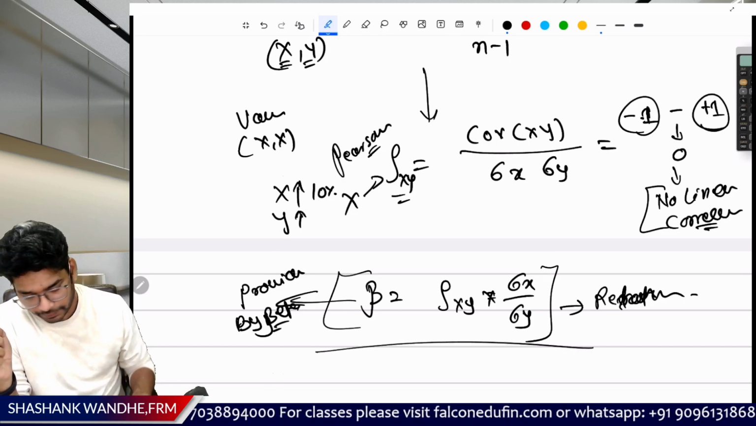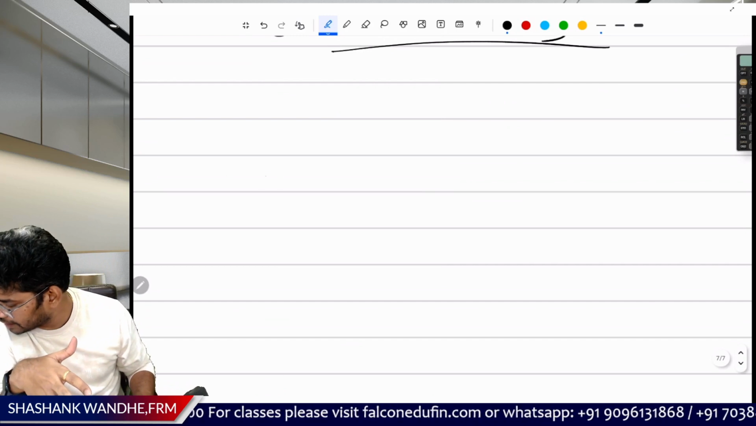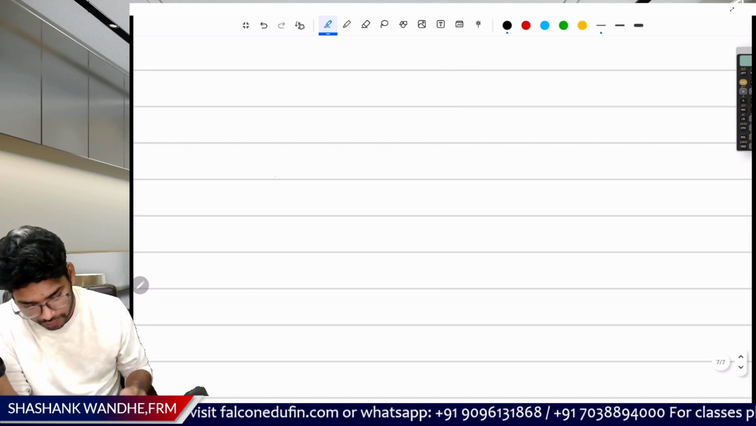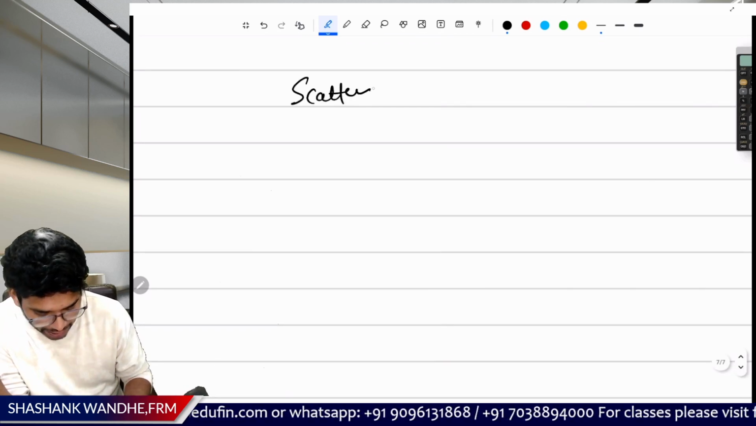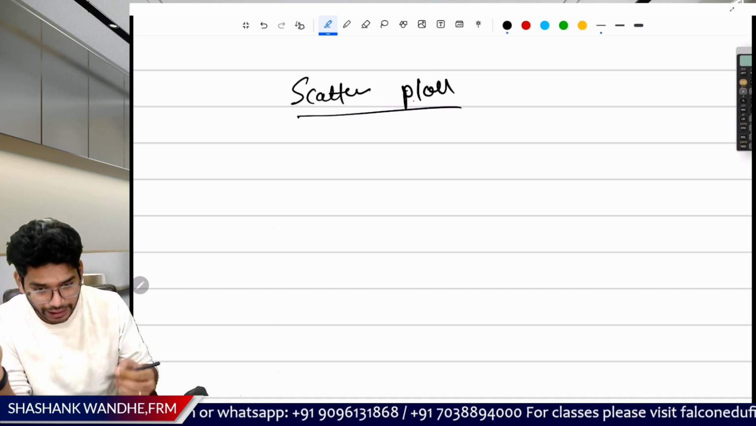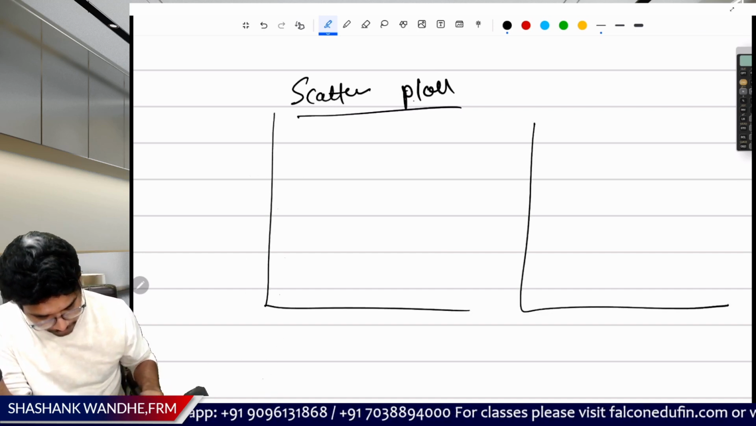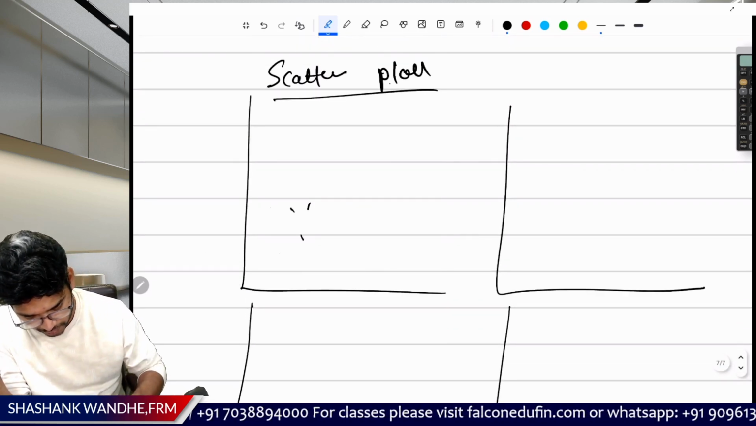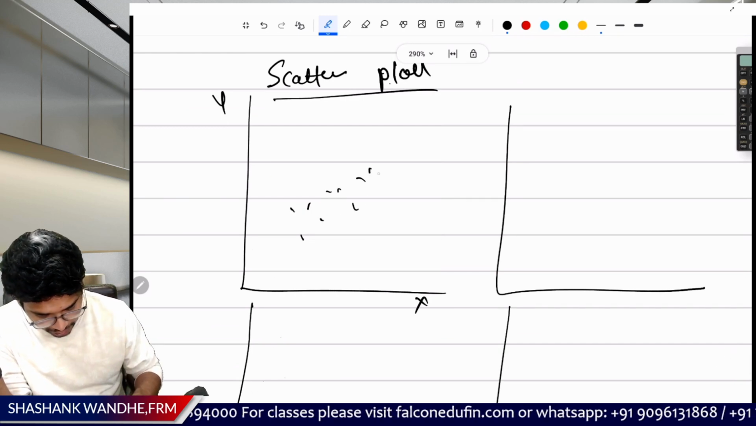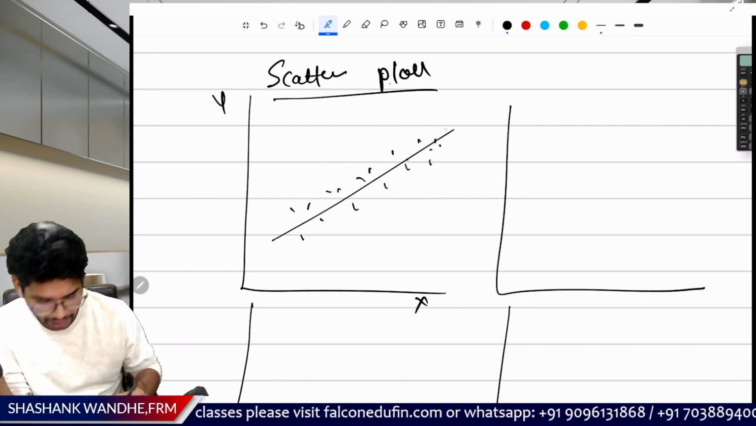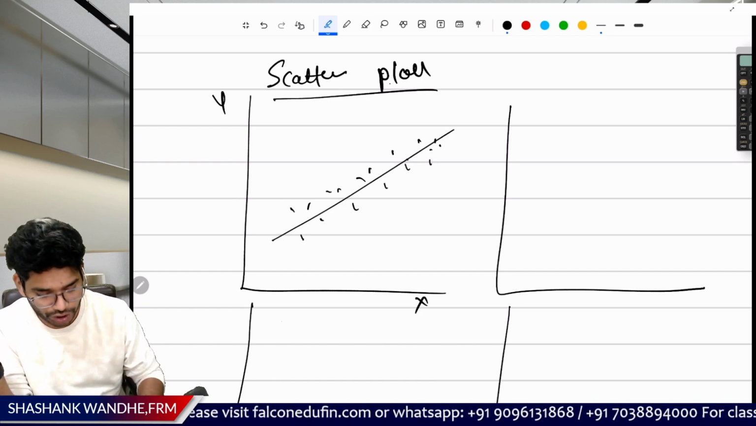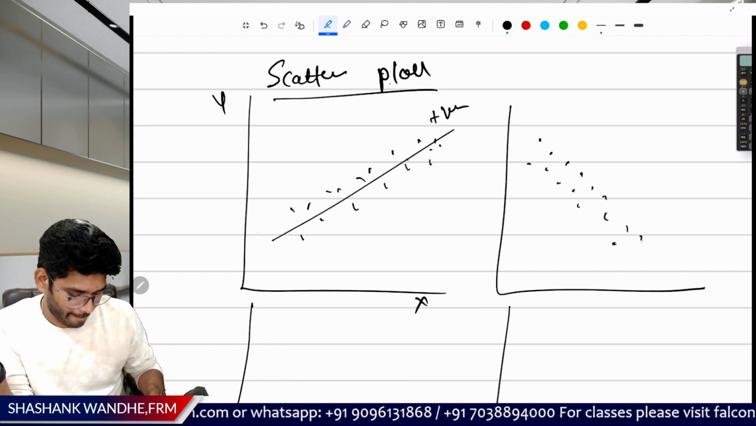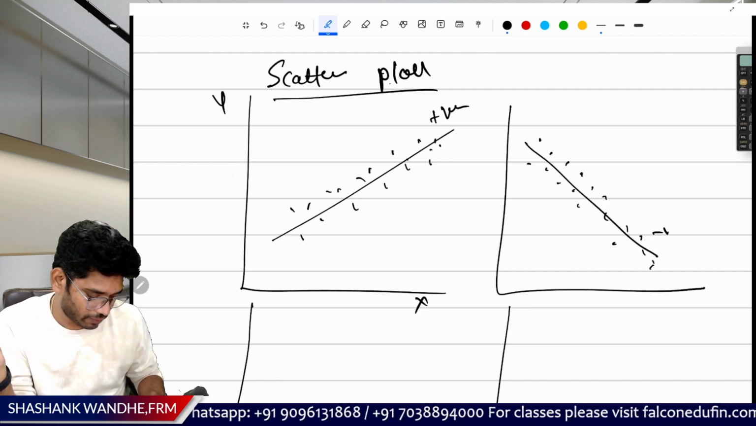Okay. Then we have properties. We already discussed the properties. Then we have the scatter plot to show the relationship in correlation format. So if we plot the correlation, this is the x variable, this is the y variable, and these are the points. If this is how the data is moving, then this is the positive correlation. If this is the scenario, then this is the negative correlation.